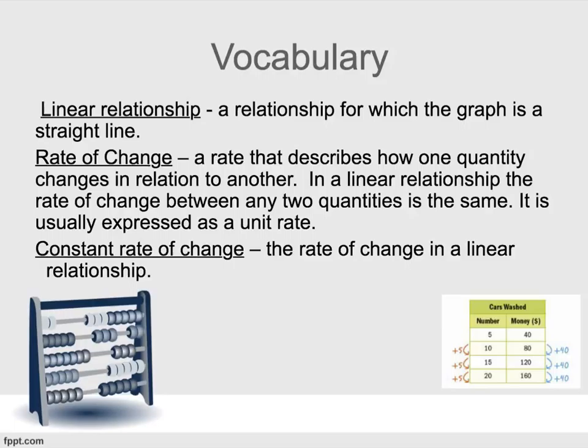So for example, if you look at that little box in the corner, notice on one side it's plus 5, plus 5, plus 5, and on the other side it's plus 40, plus 40, plus 40. That rate between the two quantities doesn't change. Now a constant rate of change is the rate of change in a linear relationship. So for example, we have 40 on one side and 5 on the other. If we write that as a fraction, 40 over 5, we can find the unit rate. We divide by 5, and we get 8 over 1. That would be our constant rate of change, or plus 8. Make sure you copy all of this into your notes.